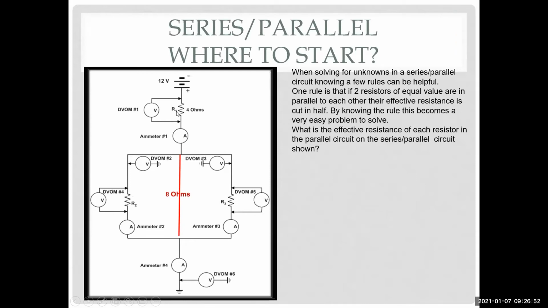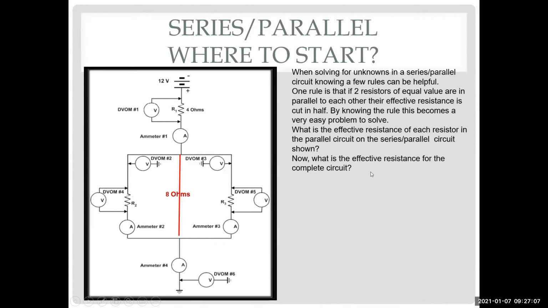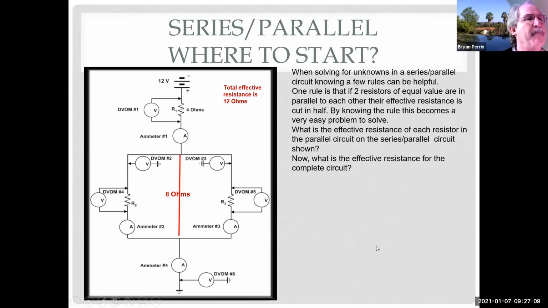That's right. Now, this becomes pretty simple. If I have 4 ohms here and 8 ohms here, now I can figure out the total resistance for the circuit, so I can figure out current flow, right? So now that we have effective resistance for the complete circuit, the total effective resistance is 12 ohms. These are still 16 ohm resistors. I just hid them for right now so you can understand how I'm using the trick.